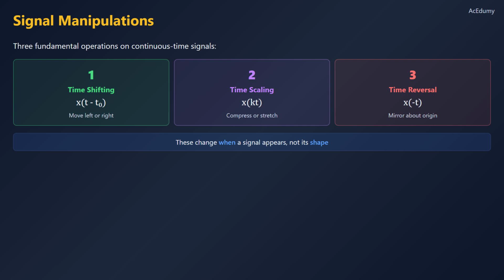Now let us learn how to manipulate continuous time signals. There are three fundamental operations: time shifting, time scaling, and time reversal. These operations change when or how a signal appears along the time axis, but they do not change the shape of the signal itself. Understanding these operations is essential for analyzing signals and systems.